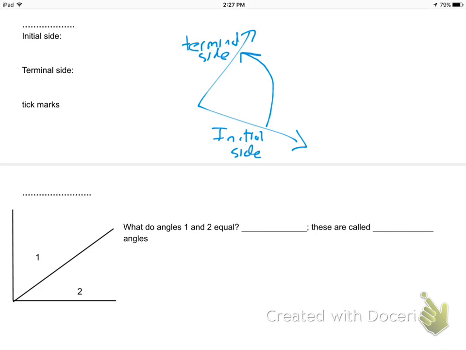Now it's very interesting here because does the angle have to necessarily open upward? Could I go this way? And then initial side and terminal side would just switch locations, right? So initial is where it's going to start to open from. Terminal side is where it stops.